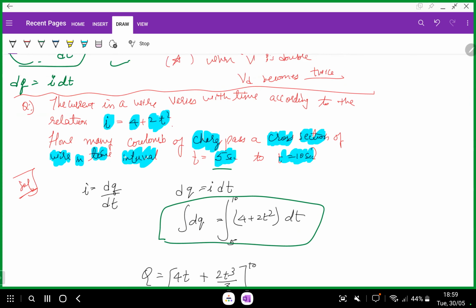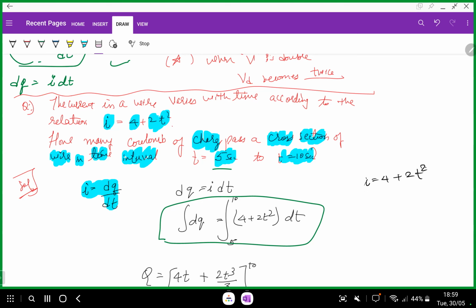Now, let me help you to solve this question. Then the next question you will solve. As we know, I equals dq by dt. But we have here I, which is 4 plus 2t square. Now we want coulomb of charge, so for that we need charge. So dq equals I dt.